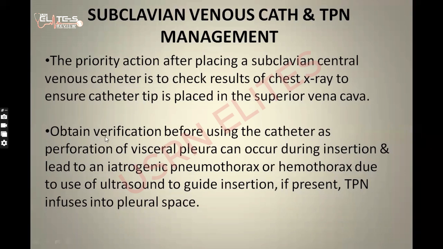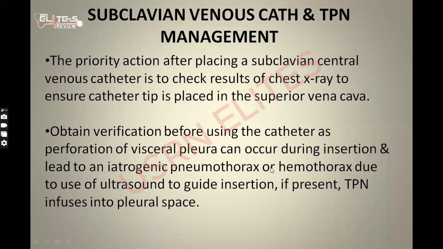The second point here, we are saying obtain verification before using this catheter, as perforation of the visceral pleura can occur during insertion and lead to an iatrogenic pneumothorax, especially the subclavian one and sometimes even the internal jugular one. It can cause issues.